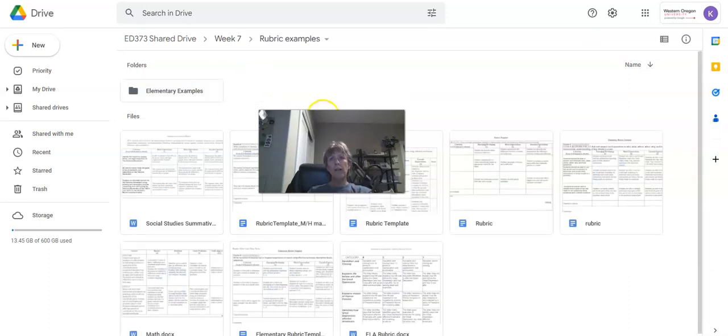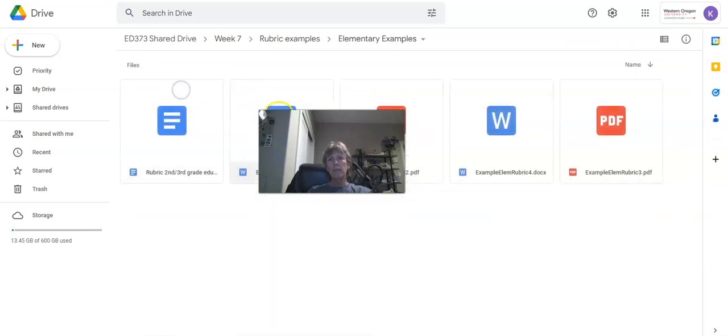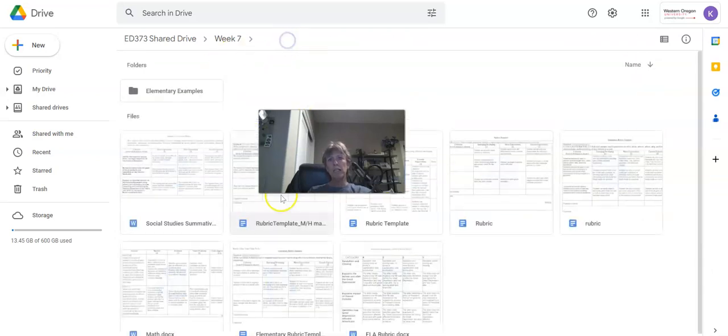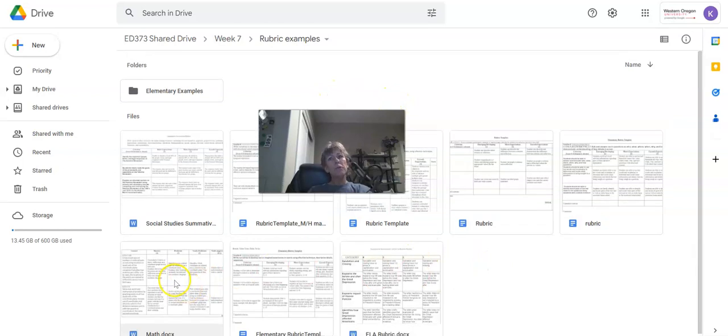And so I've provided lots of examples from previous classes to look at. There's elementary examples as well as secondary examples. And so you should have at least 3 criteria, 2 if they're well written. The hardest part about creating rubrics is to actually differentiate between each level. So you have to really think about, what does a level 1 look like? What is a level 2? What is a level 3? Or 0, 1, 2, however you decide to number that.